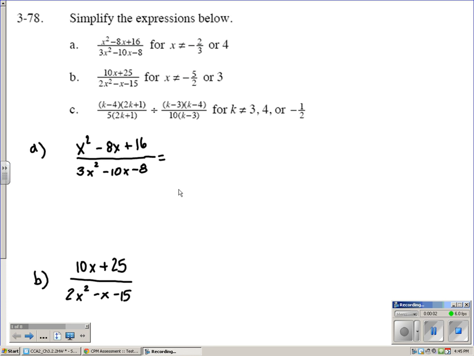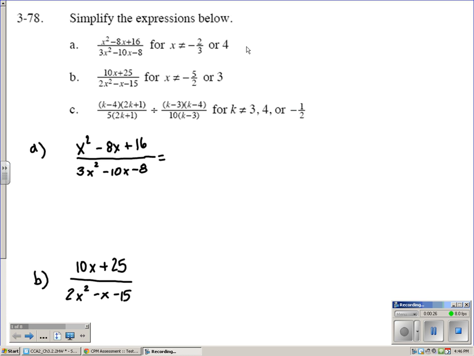Problem 3-78. Simplify the expressions below. Problem A, we have x squared minus 8x plus 16, and it's being divided by the quantity of 3x squared minus 10x minus 8. Now up here, just because this probably looks confusing, it says for x cannot equal negative 2/3 or 4.